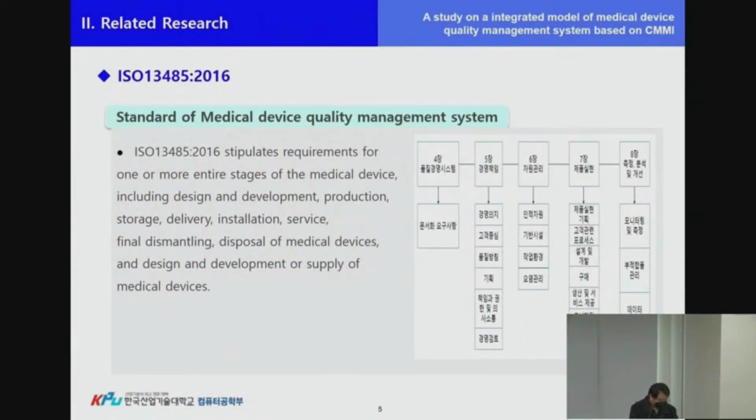ISO 13485-2016 is an international standard of medical device quality management system. ISO 13485-2016 stipulates requirements for the entire stages of the medical device, including design and development, production, storage, delivery, installation, service, final dismantling, disposals of medical devices.